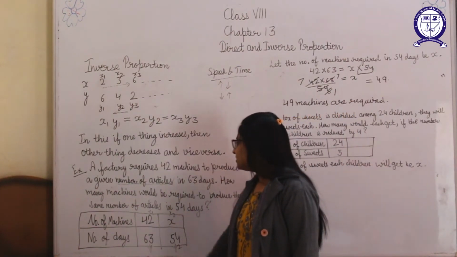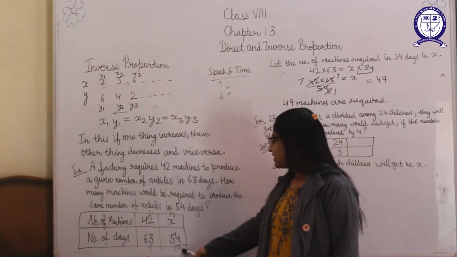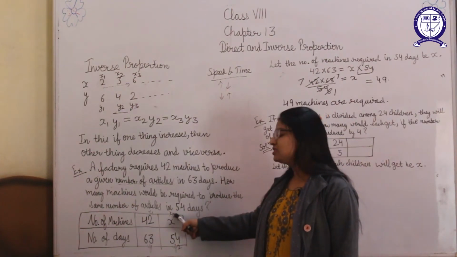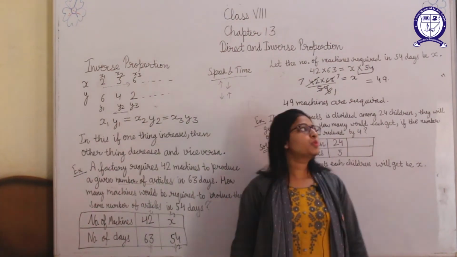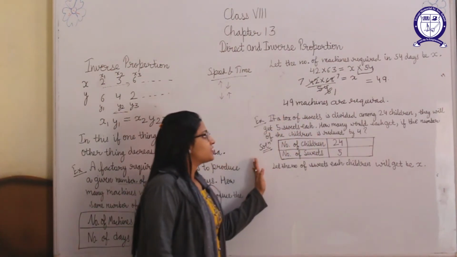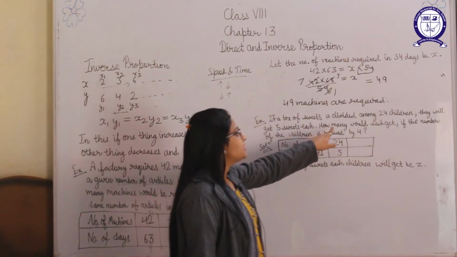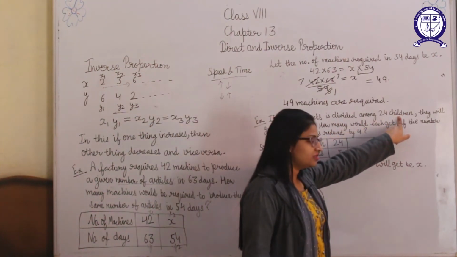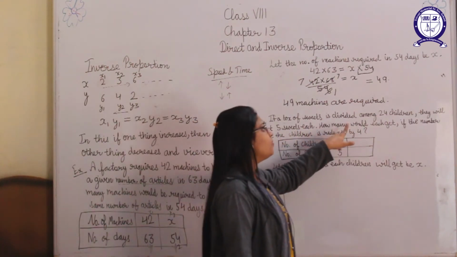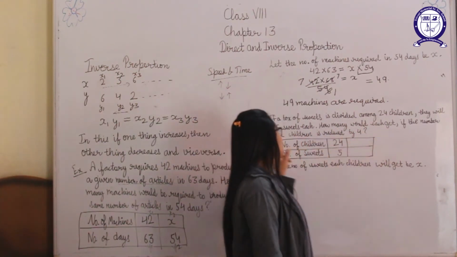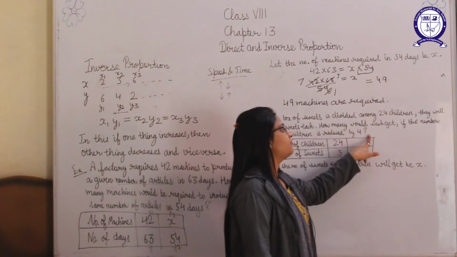Now students, you can observe when the number of days were decreasing, the number of machines increased, right? Because it was showing the inverse proportion. Now the next question here is, if a box of sweets is divided among 24 children, they will get 5 sweets each. How many would each get if the number of the children is reduced by 4?